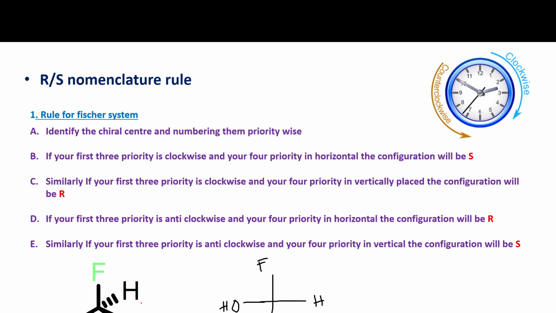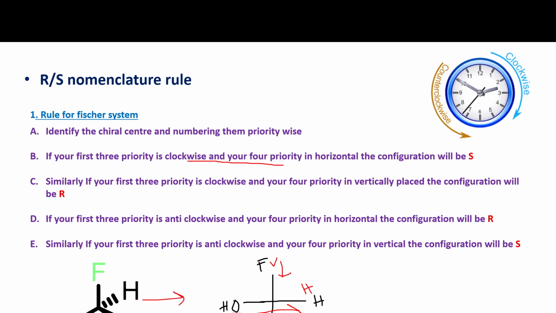And the next one, for the RS nomenclature in the Fischer projection, identify the chiral center and number them priority wise. If the first three priorities go clockwise and the fourth priority is on the horizontal plane, then the configuration will be S. So that is the nomenclature for the Fischer one. This side is your vertical plane, and this side is your horizontal plane.